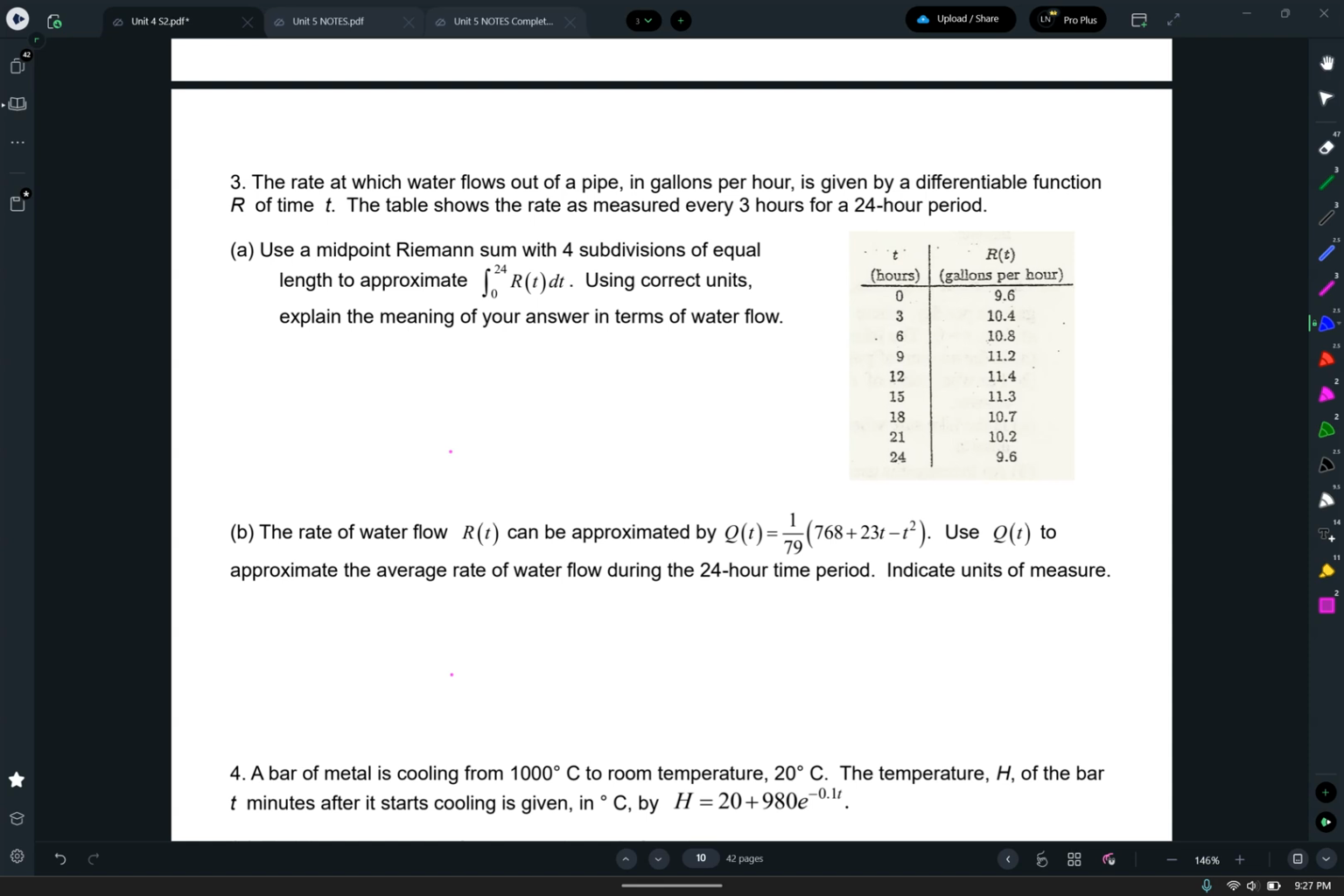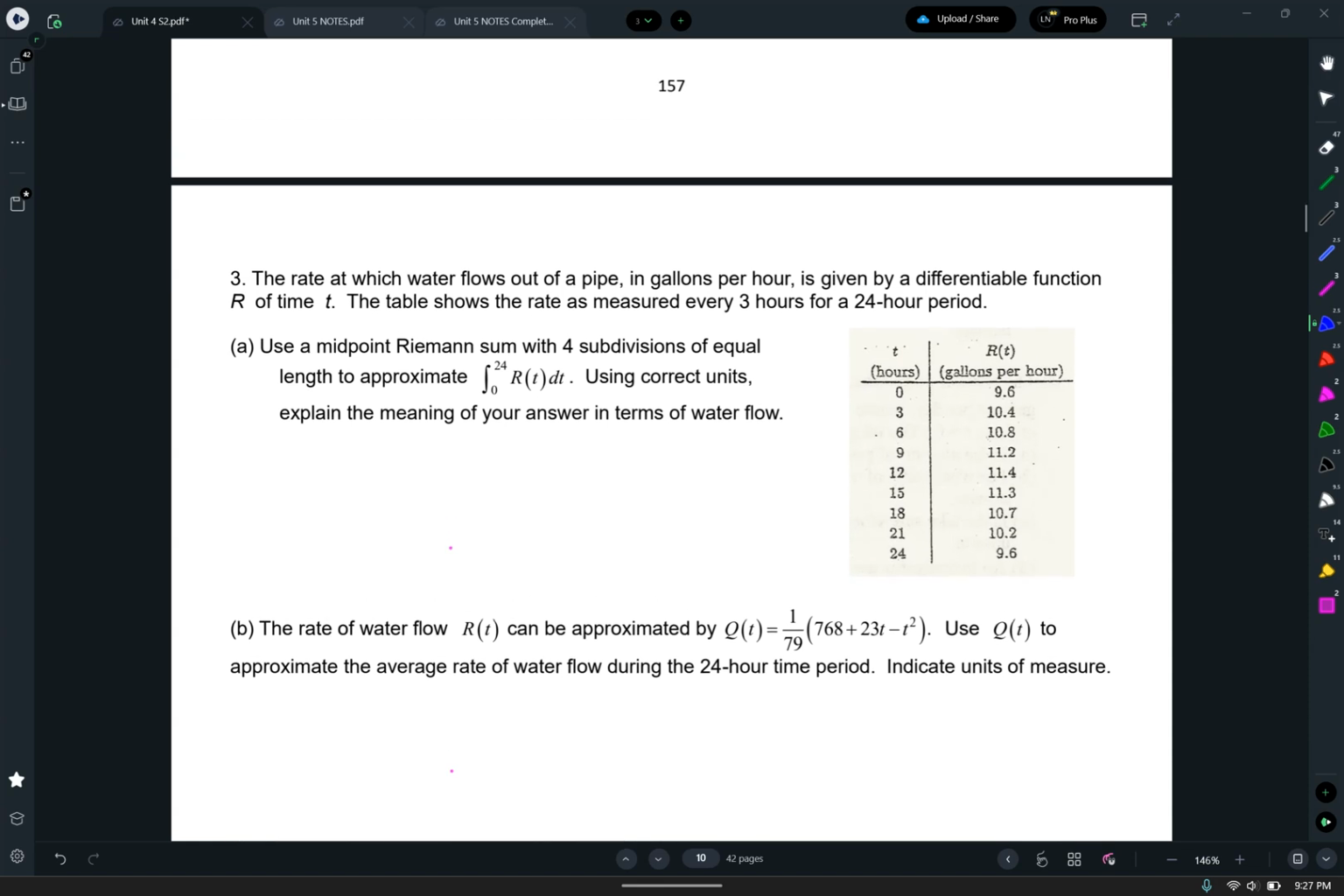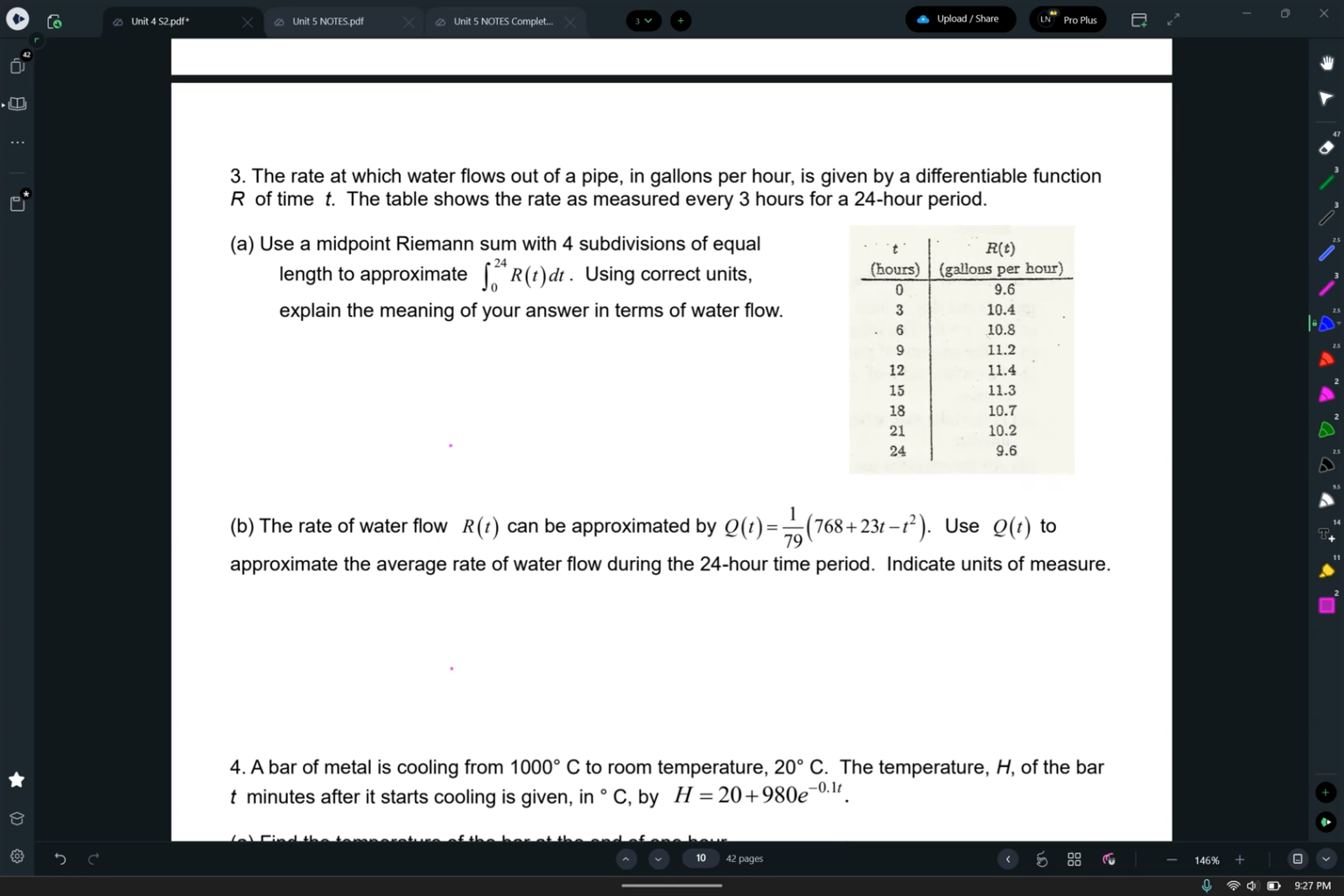Okay, so this is the second part of the 4.4C video, just to complete the notes on page 158. You've already done number 3 from the previous video, or I should say 3A. So I'm going to start on 3B. 3B says the rate of water flow can be approximated by this Q of t. Notice that that's a rate.